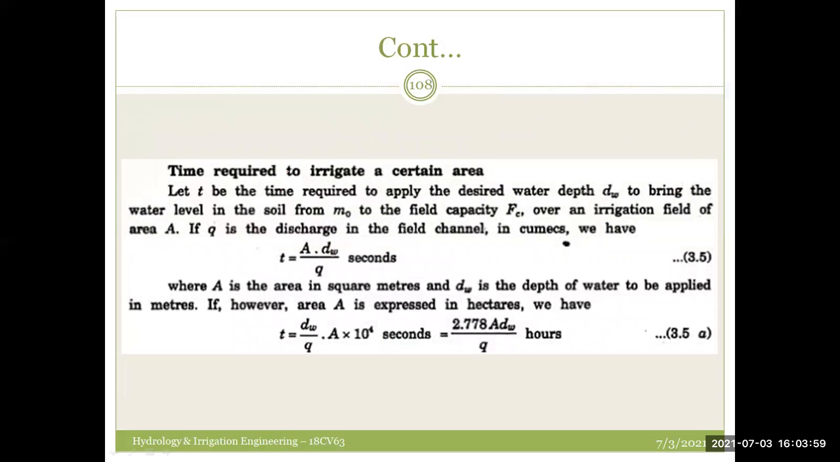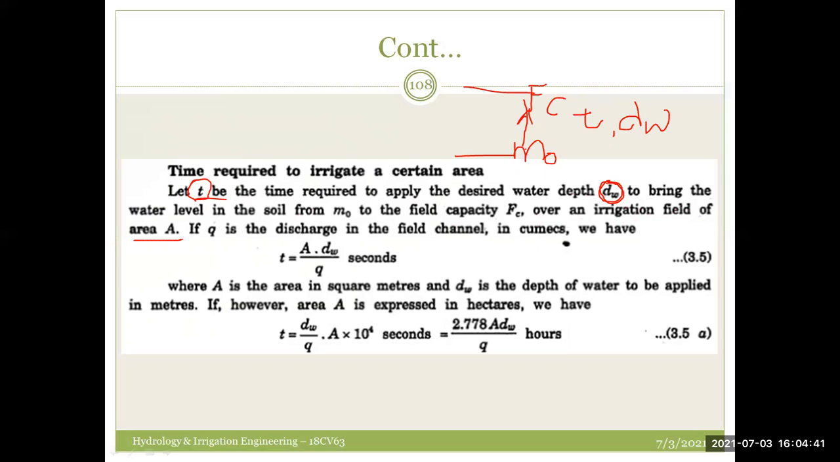And also, there is the time required to irrigate a certain area. For example, if T is the time required to apply water of a depth dW, then to supply dW depth of water, you require T time, so that you bring the level of water from m0 to field capacity. To bring the water from m0 to field capacity level, you require time T, and the depth of water required is dW, from the irrigation.